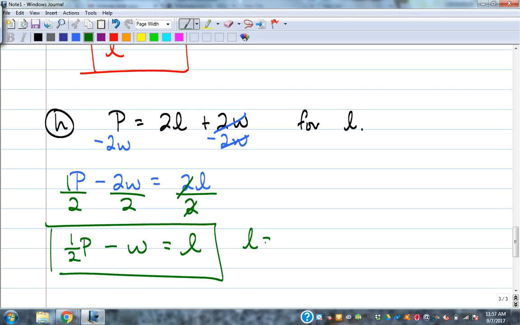You might feel more comfortable if you wrote it this way, with the L on the left side. That's the same thing. It doesn't really matter which side your variable you're getting by itself is on. You may even see it written this way: P divided by 2 minus W. That's the same thing as 1/2 times P. Those are the same. So be aware that that may be the case. All right.